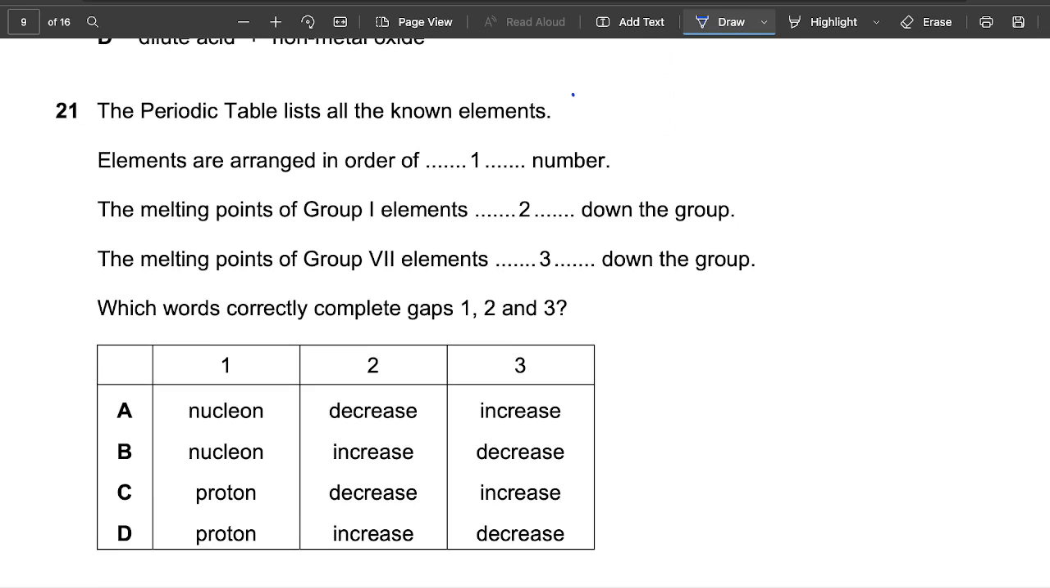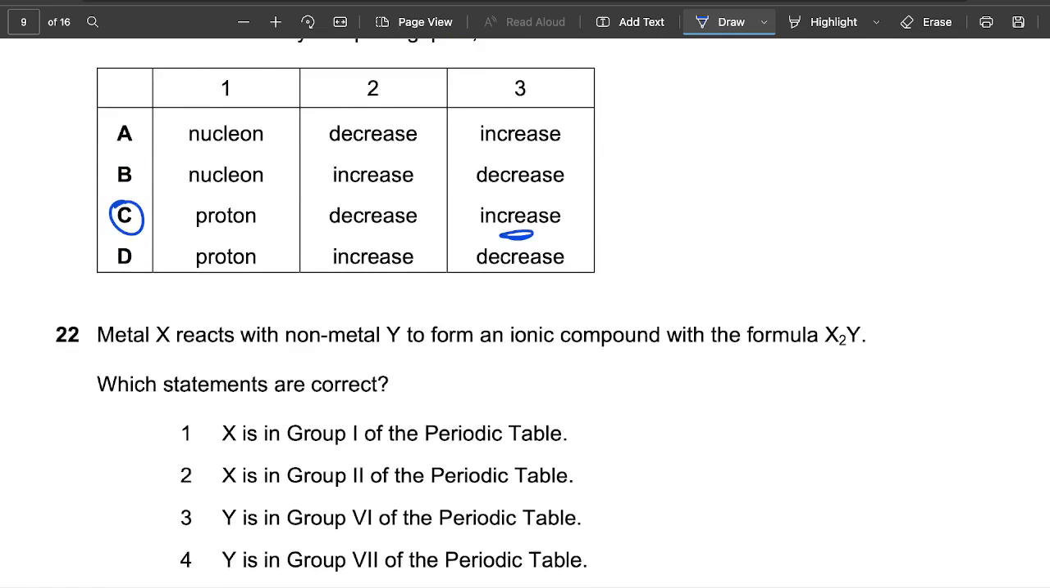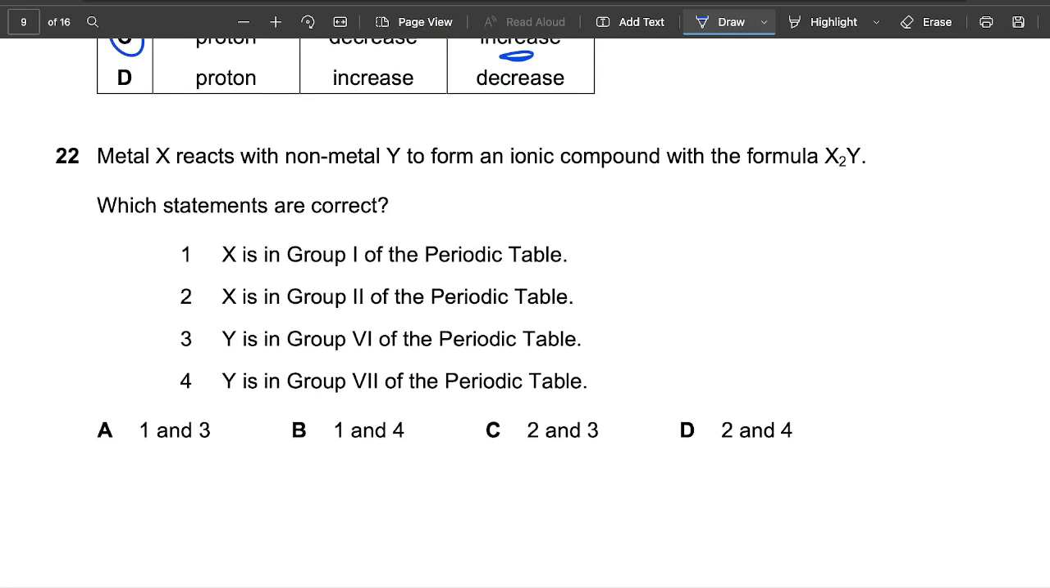The periodic table lists all the known elements. Elements are arranged in order of, is it the nucleon number? Is it the proton number? Okay, it is the proton number. The melting points of group 1 elements usually decrease as you go down the group. And the melting points of group 7, I think it should be increase because the answer is C. And remember, in group 7, the most reactive is on top. Sometimes some people get confused with that. So fluorine is more reactive.